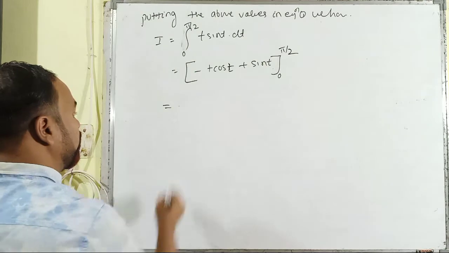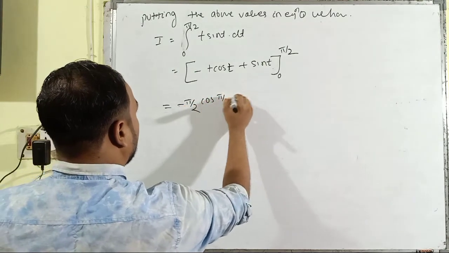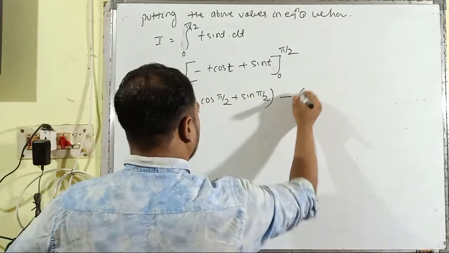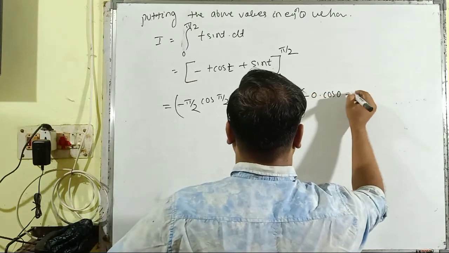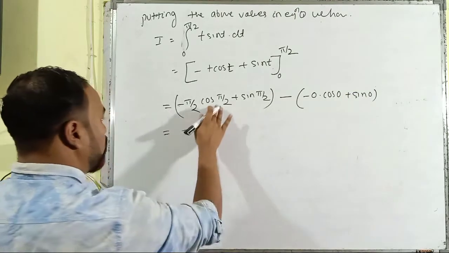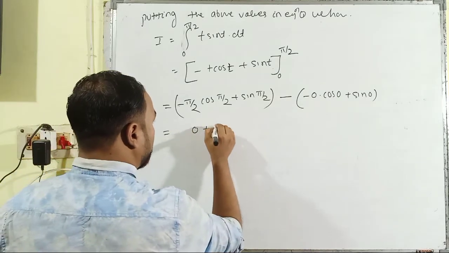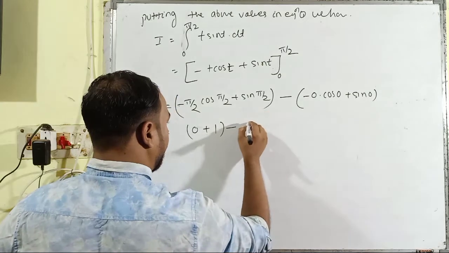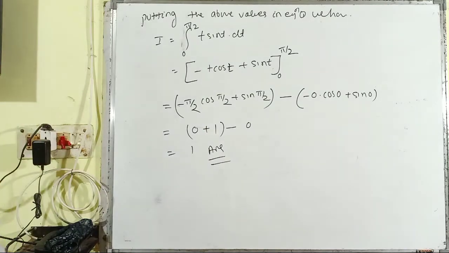Then by putting these values here, minus pi by 2 cos pi by 2 plus sin pi by 2, minus 0 multiplied with cos 0 plus sin 0. Then it is minus pi by 2 cos pi by 2, which is 0, plus 1 minus, it is 0. So the result is 1, and here it is the complete answer of this problem.